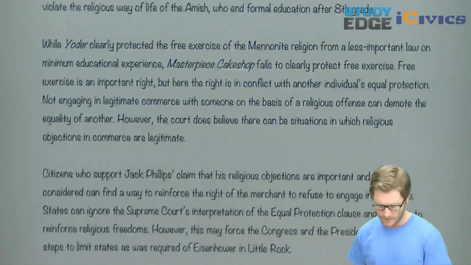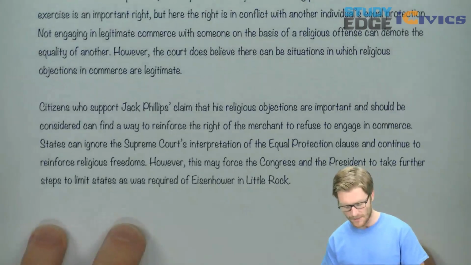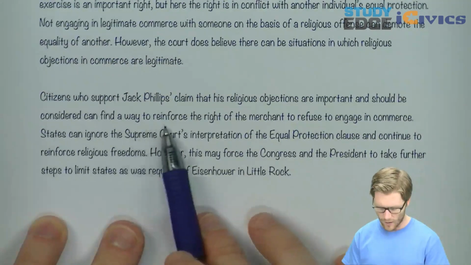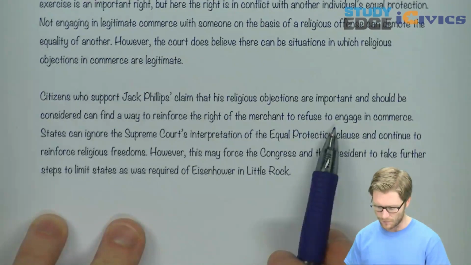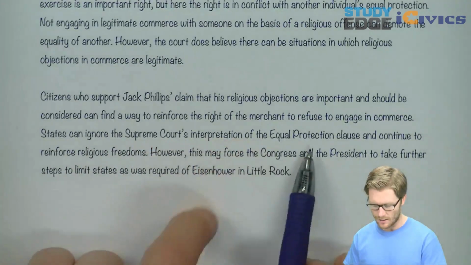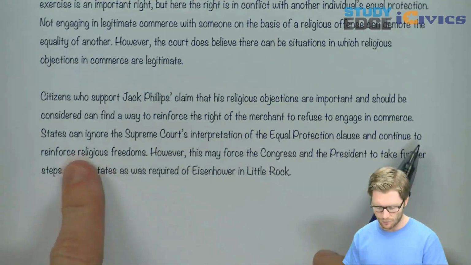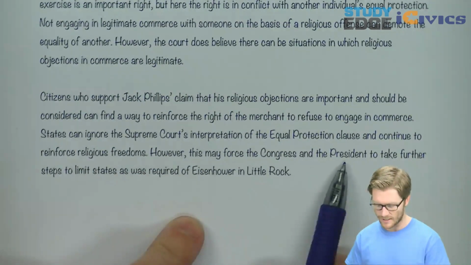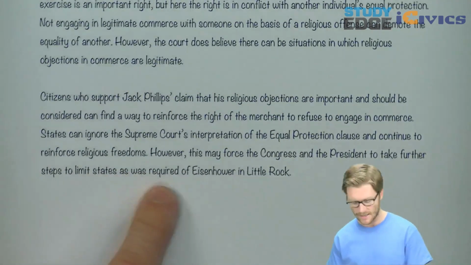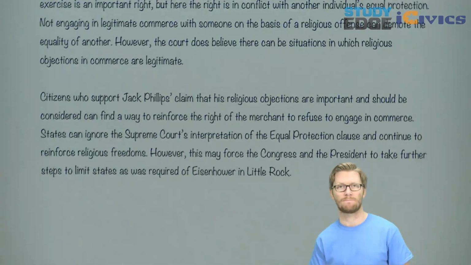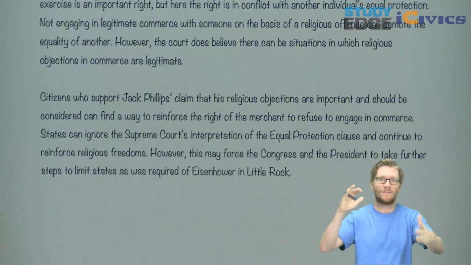So, citizens who support Jack Phillips' claim that his religious objections are important and should be considered can find a way to reinforce the right of the merchant to refuse to engage in commerce. States can ignore the Supreme Court's interpretation of the Equal Protection Clause and continue to reinforce religious freedoms. However, this may force the Congress and the President to take further steps to limit states, as was required of Eisenhower in Little Rock. And that's the Supreme Court comparison FRQ.